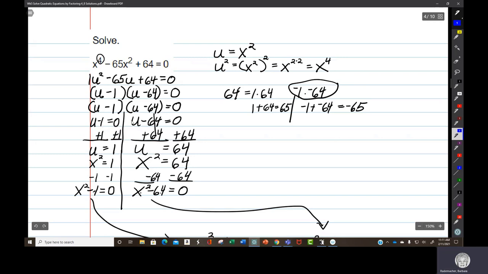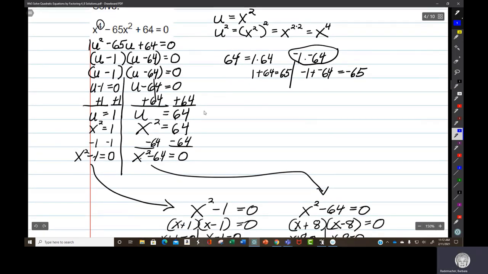So then we set each factor equal to 0, and we solved for u. Add 1 to both sides, you get u equals 1. Add 64 to both sides, you get u equals 64. Now that's great. U is solved for. But we do have this problem that u equals x squared.